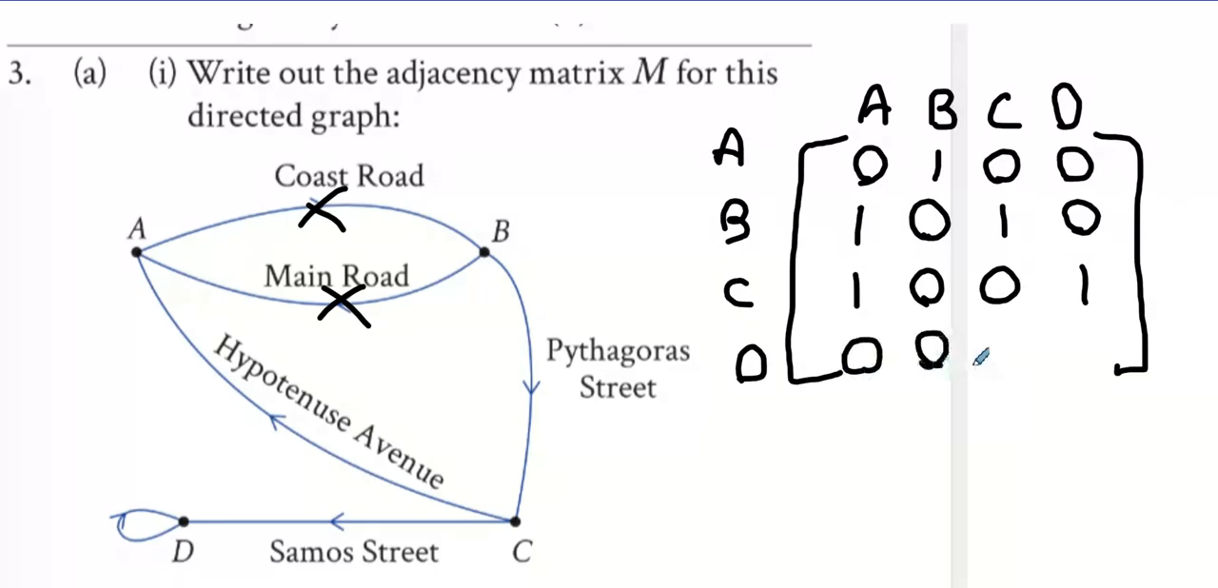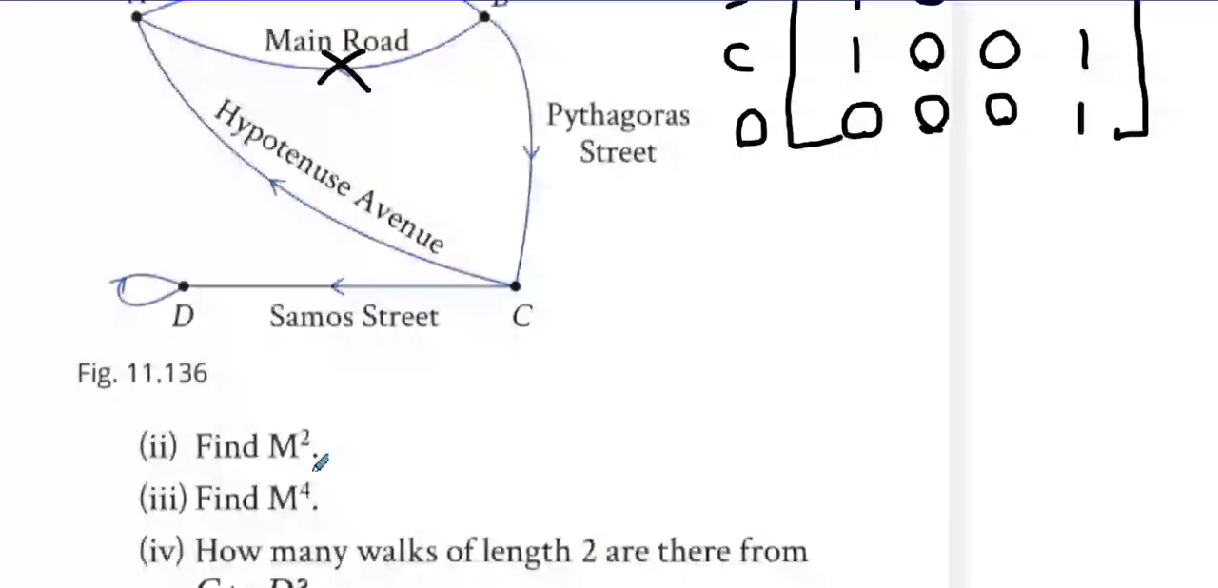Now, does D go to A? 0, 0, 0, and D to itself? It's worth 1, is it? Yeah. Well, now, you cannot be asked M squared and M to the 4 when it's that size. You can't be asked that. So we'll just go to the matrix calculator. Would that be all right? And once again, you can't be asked that in a test.